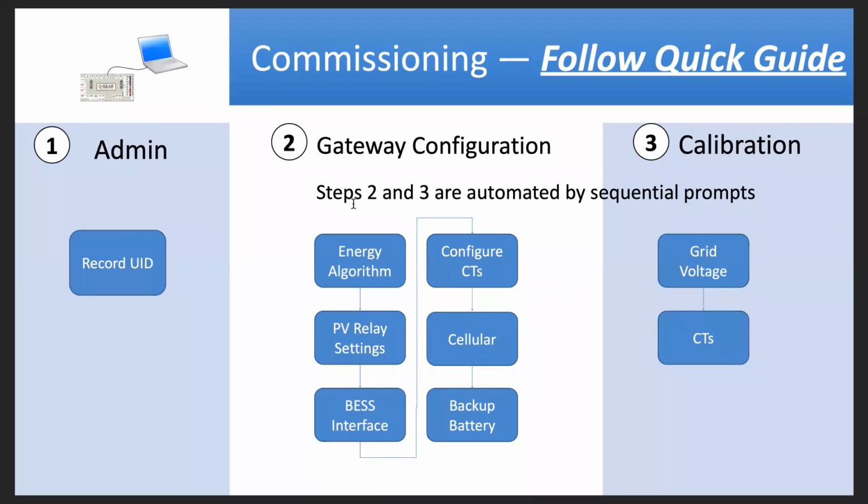Once that's been done, then it's a process of stepping through the first few pages on that gateway app to input the energy algorithm, whether it's self-supply or time of use, for example, some of the other relay settings, and then on to configuring the CTs and doing a quick calibration step at the end. Again, follow the quick guide, the wiring and commissioning quick guide. That has all the steps required for completing the installation. And then once that's done, that's it.